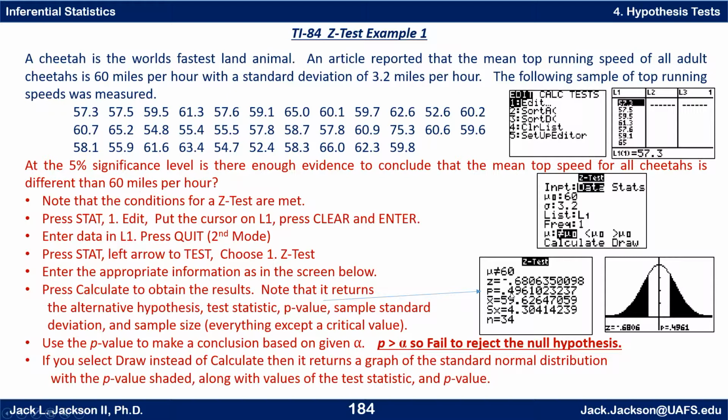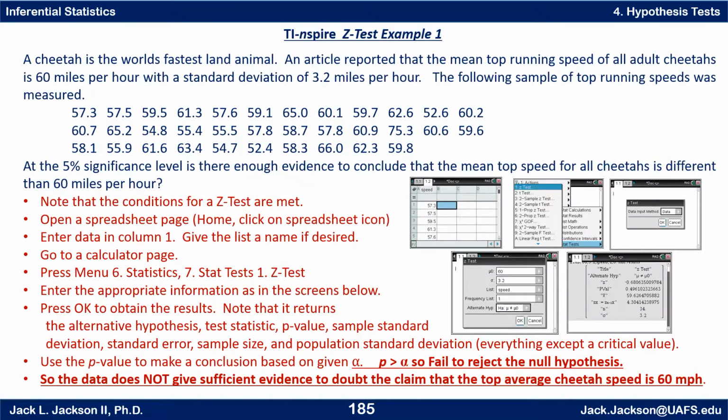Really just the p-value. So we pull that p-value of about 0.496, and we see that that is greater than alpha. Actually, it's way bigger than alpha. That's a very big p-value. And so there is not enough evidence, in fact, there's very little evidence at all, that there's any chance that this is really different than what they're saying of 60 miles per hour. So there's no evidence there. We fail to reject the null hypothesis.